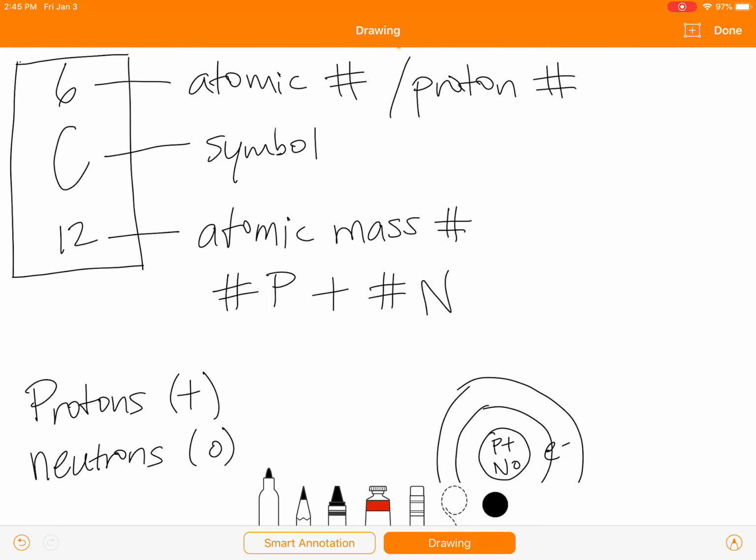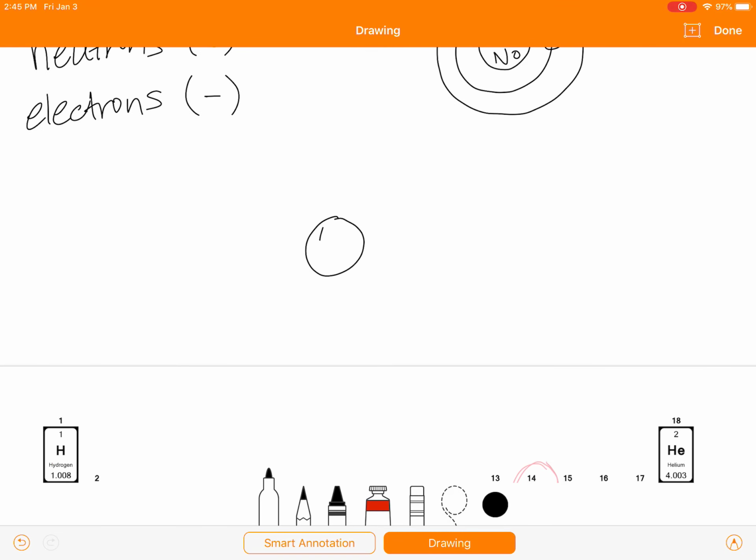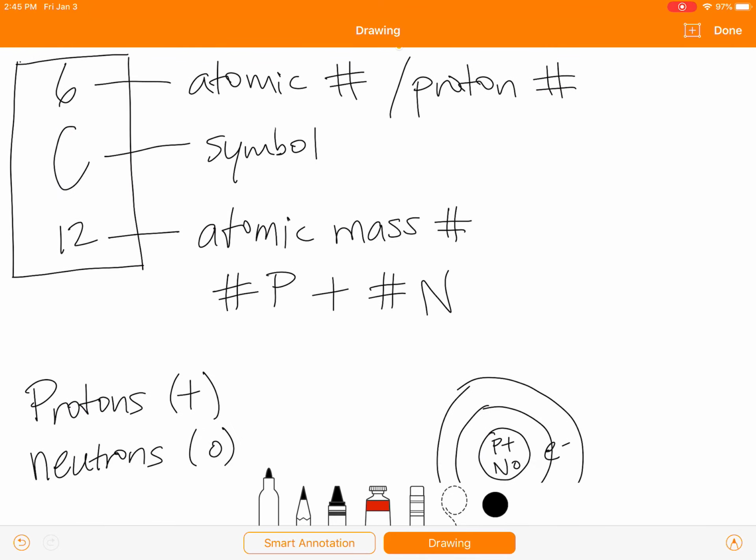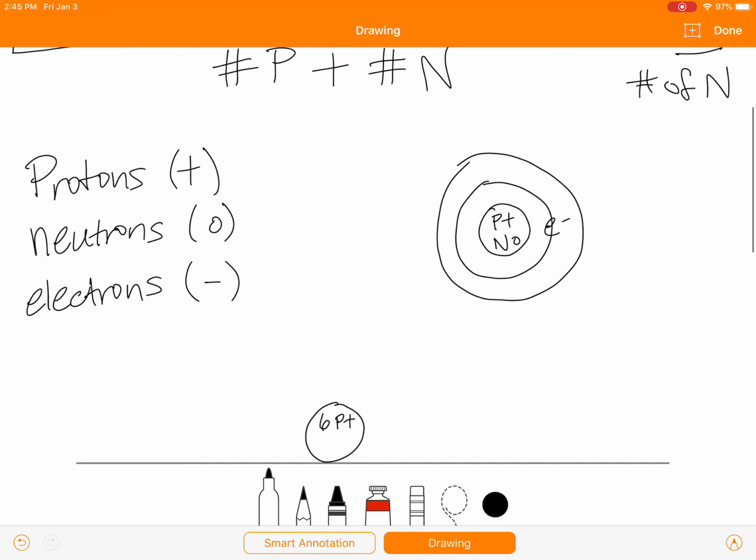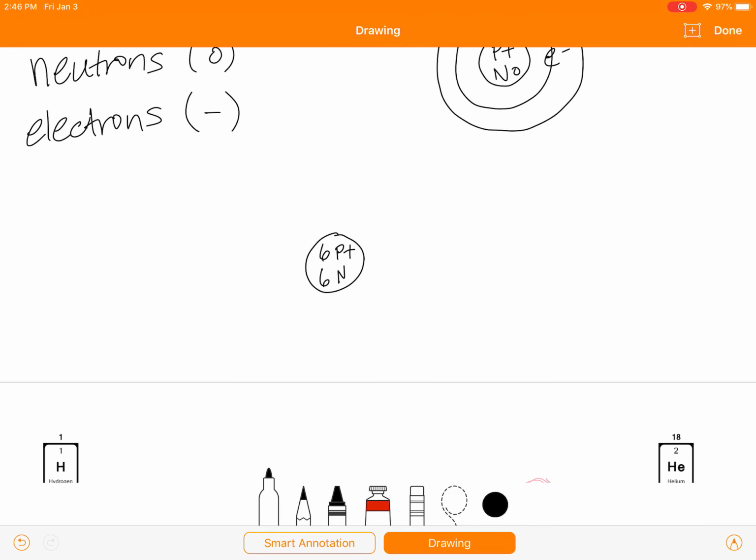All right, so remember carbon has 6 protons, right? 6 protons. I'm just going to shorthand that like that. Now, if we look at the atomic mass number, we can determine the number of neutrons, right? Because the atomic mass is equal to protons plus neutrons. So if I take this atomic mass of 12 and subtract the atomic number, which is 6, from it, then that will give me the number of neutrons, right? So I also have 6 neutrons in my nucleus.